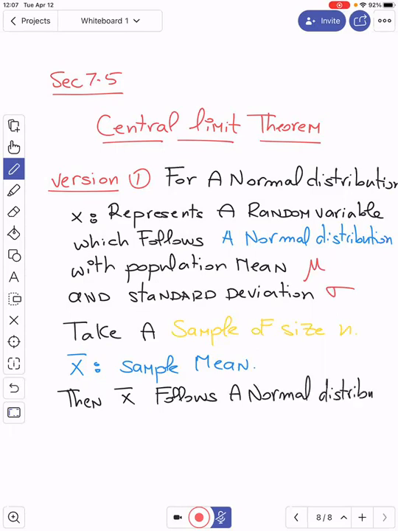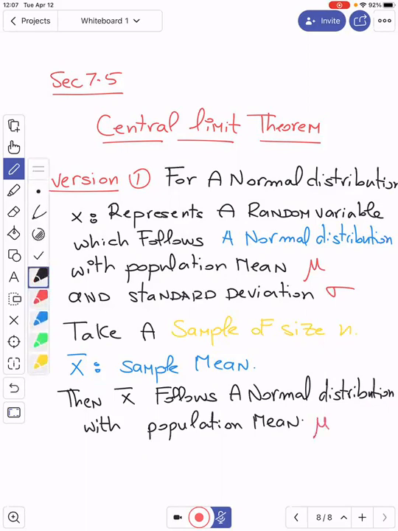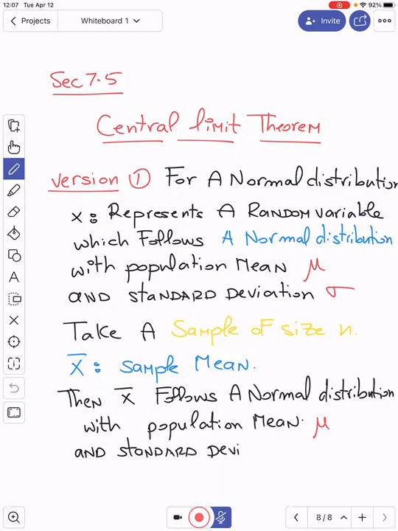with population mean the same as X. So it's the same mu, but the standard deviation is different. The standard deviation would be sigma over square root of n. All right, so this is the first version.